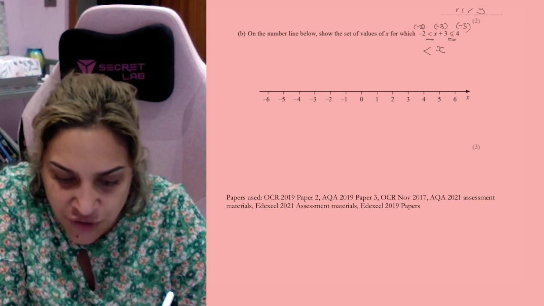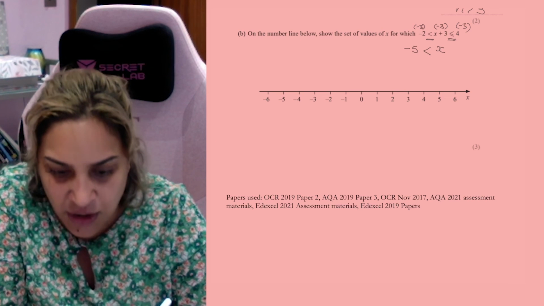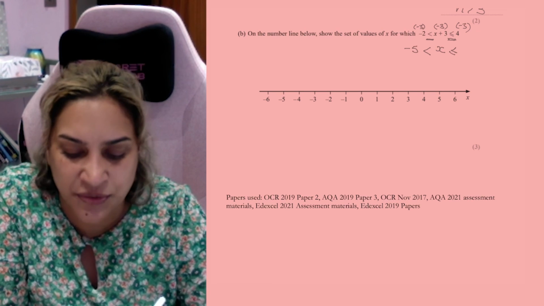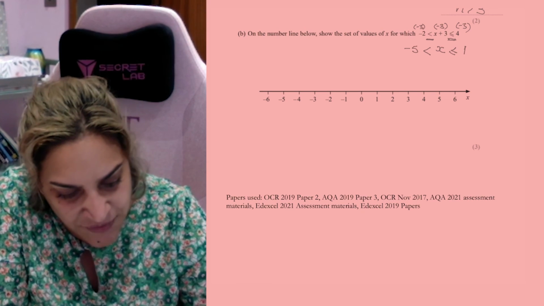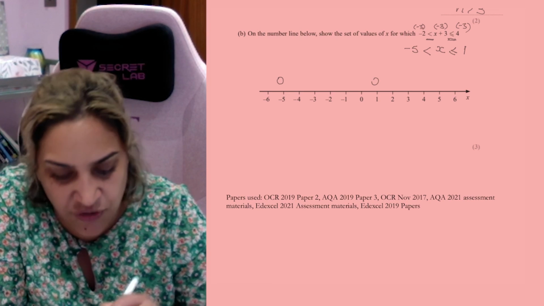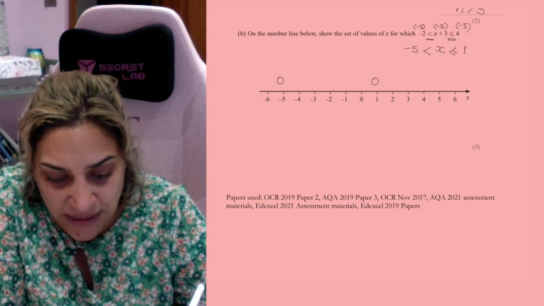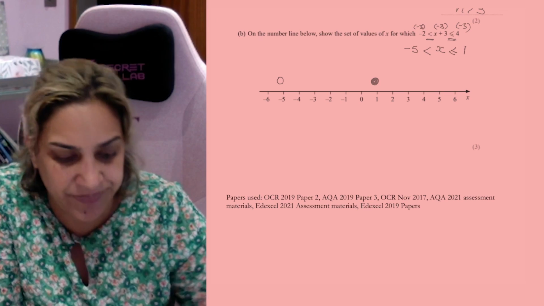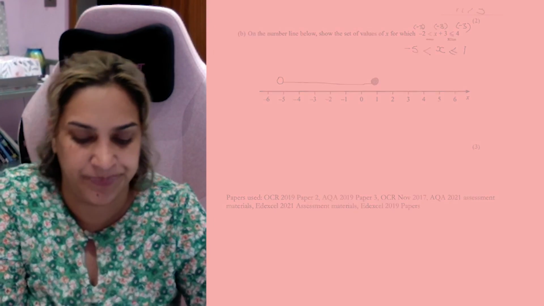So minus 2 minus 3 is minus 5. 4 minus 3 is 1. So we've got minus 5 and we've got 1. Now if you look at the 1, it's equal to as well. So we colour in the blob and then we just join them up.